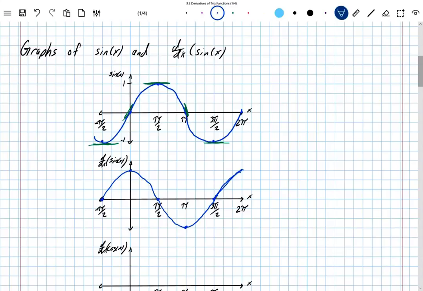What function is this that is periodic with a period of 2 pi, and it starts at 1? I'm going to go ahead and tell you it has an amplitude of 1 as well. What function is this? Do you know? I know. This function is actually an old friend. This is cosine of x.